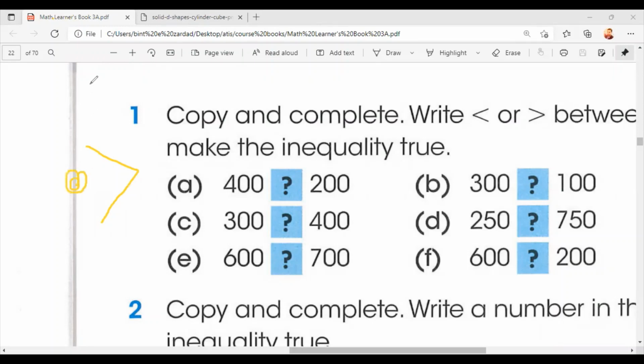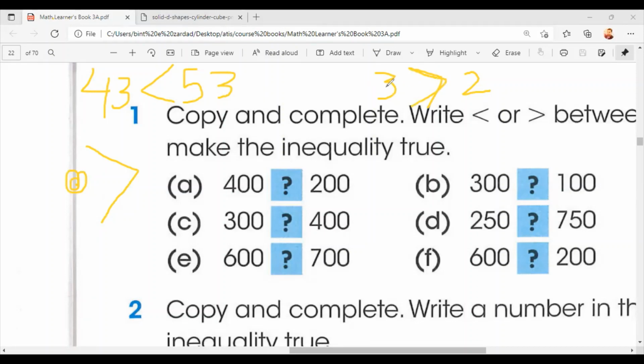Okay, so first you see the number. For example, there are two numbers. This is 43 and this is 53. You see which number is bigger. When you understand this number is bigger, open the mouth this side. This number is bigger, so open mouth like this. For example, this is 3 and this is 2. Which number is bigger? 3 is bigger. Open the mouth this side. So okay, just open the mouth at this side.